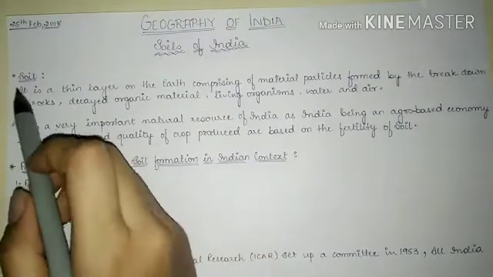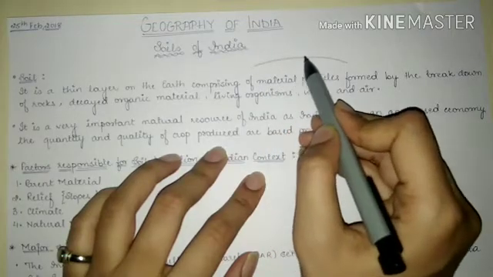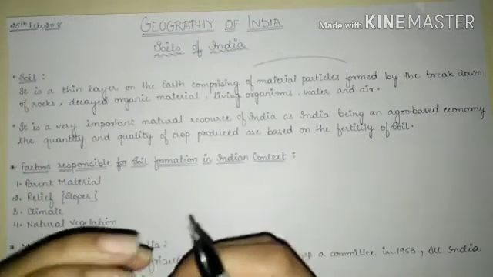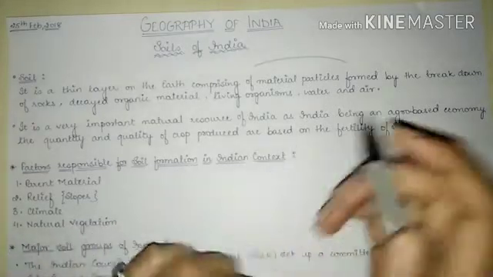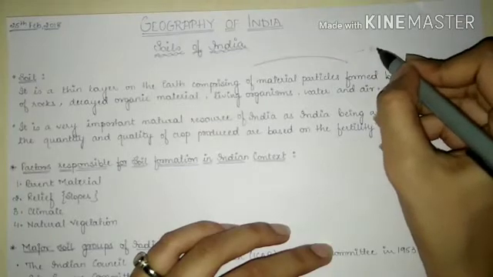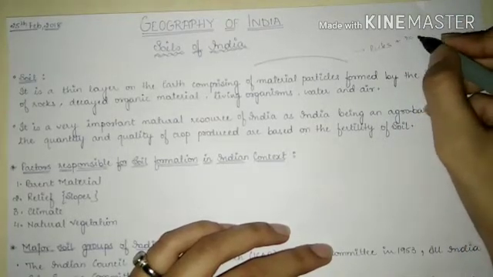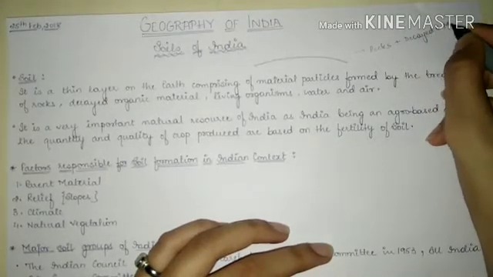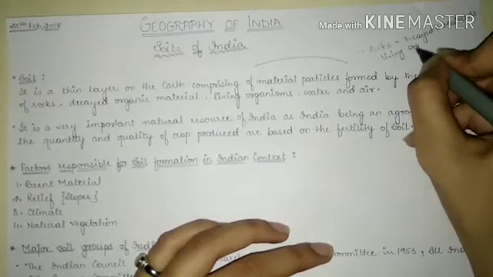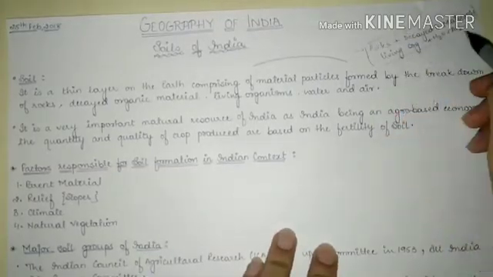So, soil. Soil is actually a thin layer on our earth crust, which comprises material formed by the breakdown of rocks, decayed organic material, living organisms, water and air. So soil constitutes broken particles of rocks and decayed organic materials, living organisms, water and air. These things comprise what is known as soil.